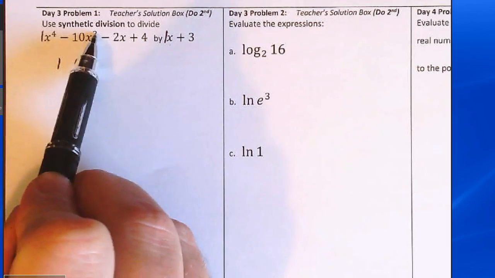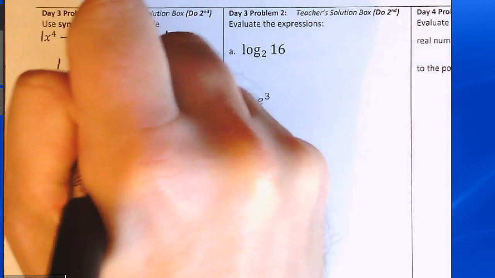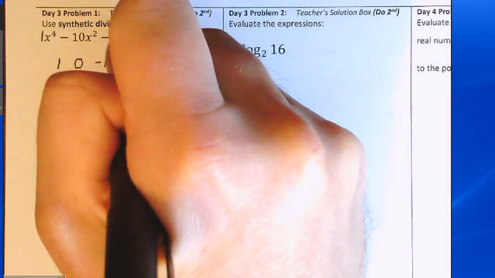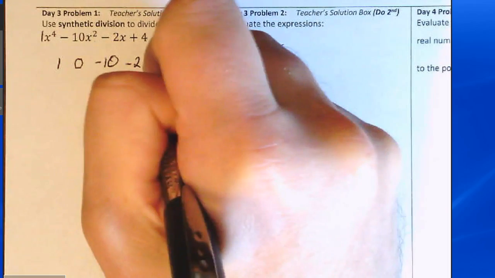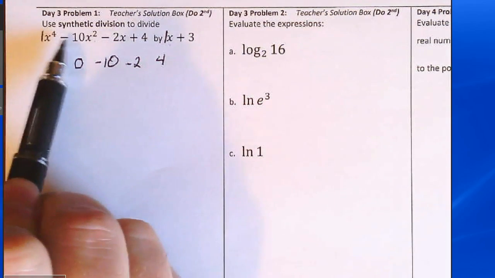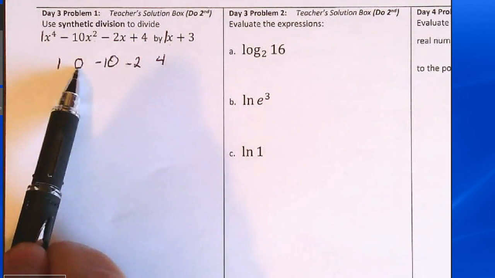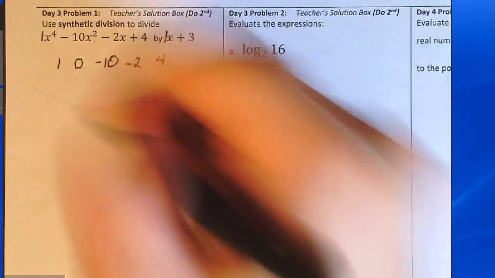Now we have the x squared term, and its coefficient is negative 10. Here's the negative 10. Next comes any x terms. Its coefficient is negative 2. And finally, the constant term is that positive 4. So I have listed the coefficients, working my way downwards to the constant term, and the 0 comes from the fact that there was no x cubed term.